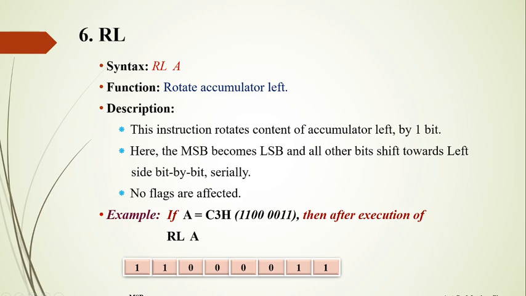So after execution of this instruction rotate left A, here the MSB shifts to LSB, and all other bits shift towards left by 1 bit. So here MSB goes to LSB and all other bits shift towards left by 1 bit. So after execution of this instruction, we get the content of accumulator equal to 87H, that is 10000111.